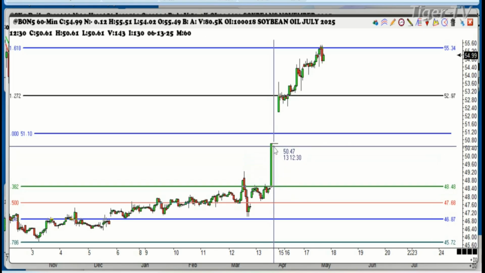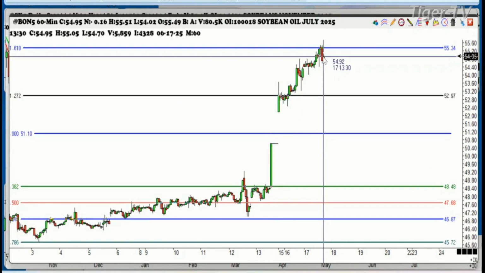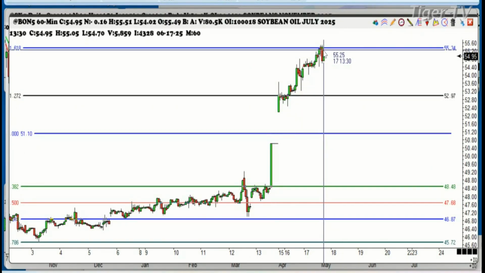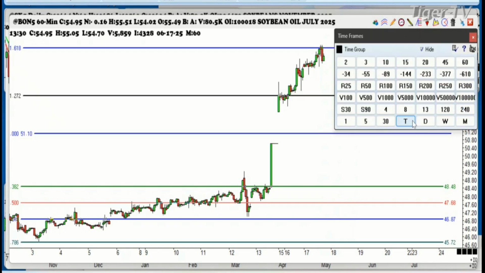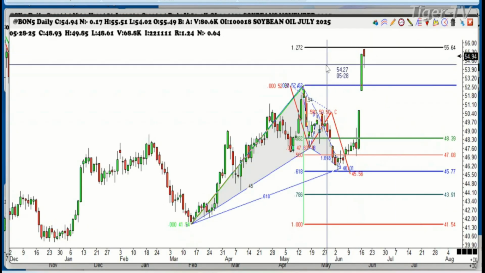This went limit up, folks. We haven't had a limit up in soybean oil in 6-7 years. This is telling you this market wants to go a whole lot higher. You can see we've already completed that. Looking at this on the daily, you're going to see that, look at that. See that? This is what I'm talking about.